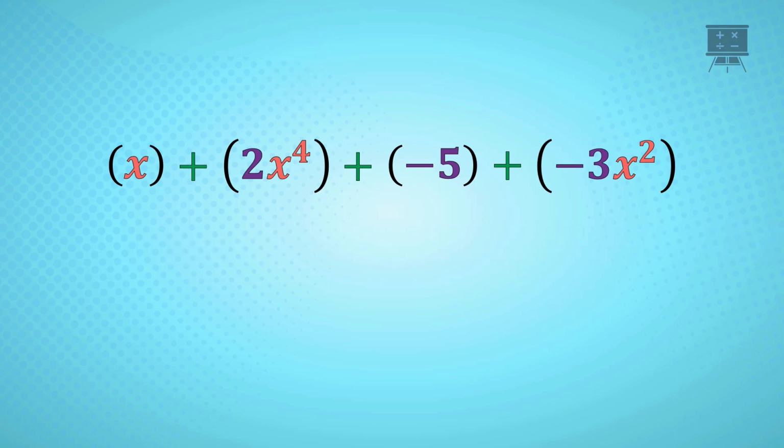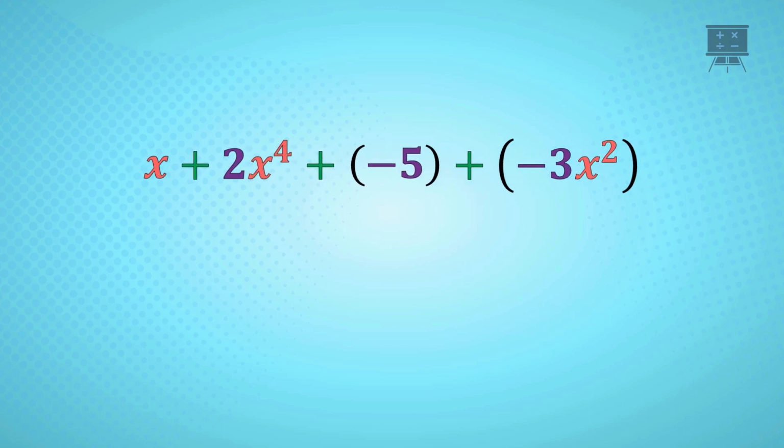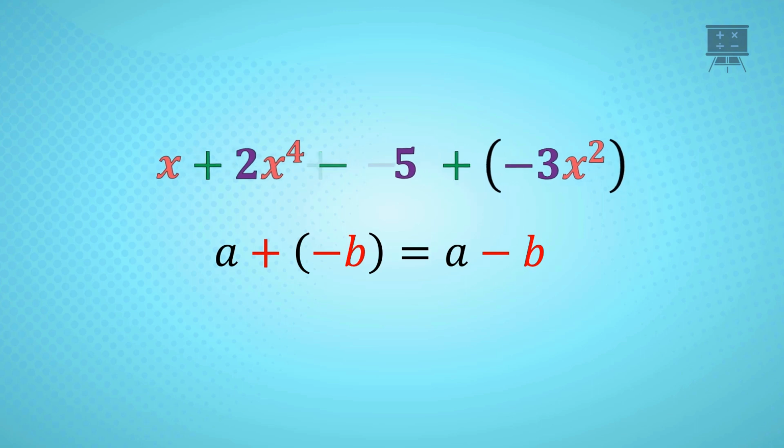Its appearance can be made easier to understand by removing the parentheses, but we need to be cautious of the signs. If the coefficient is a positive number, the parenthesis can be removed instantly. But if the coefficient is negative, we will remove the parenthesis and use minus sign as a link instead. This is because adding a negative number is the same as subtracting the positive version of that number.